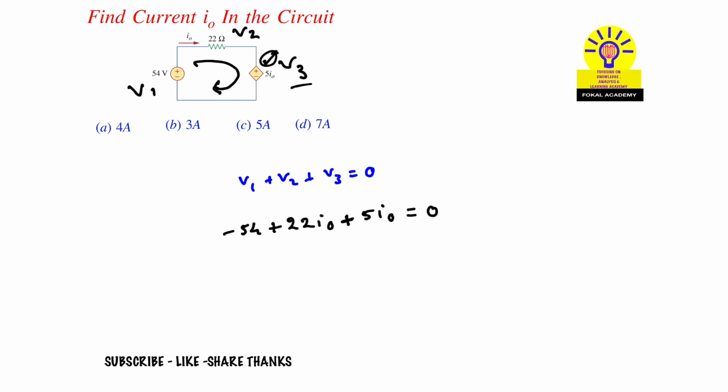By simplifying this, we will get I0 equal to 4 amperes. So from the options, this option is the correct option. And this is the process of simplification.